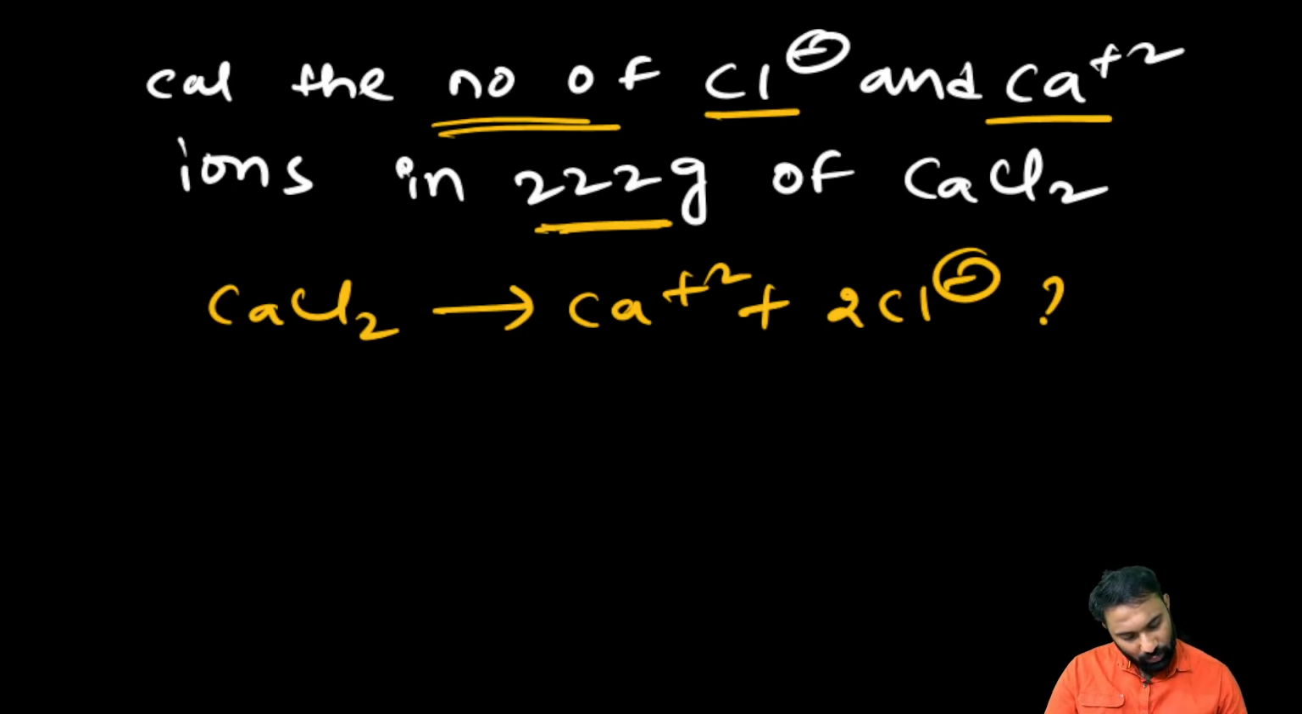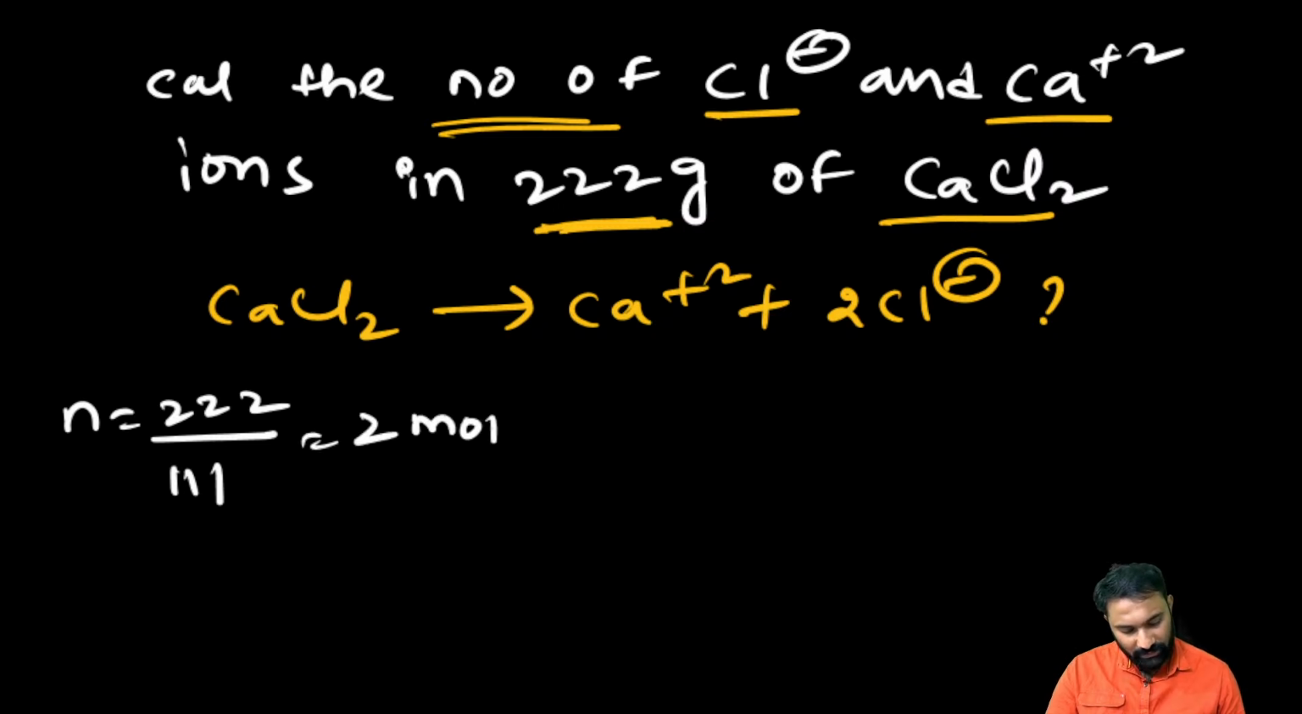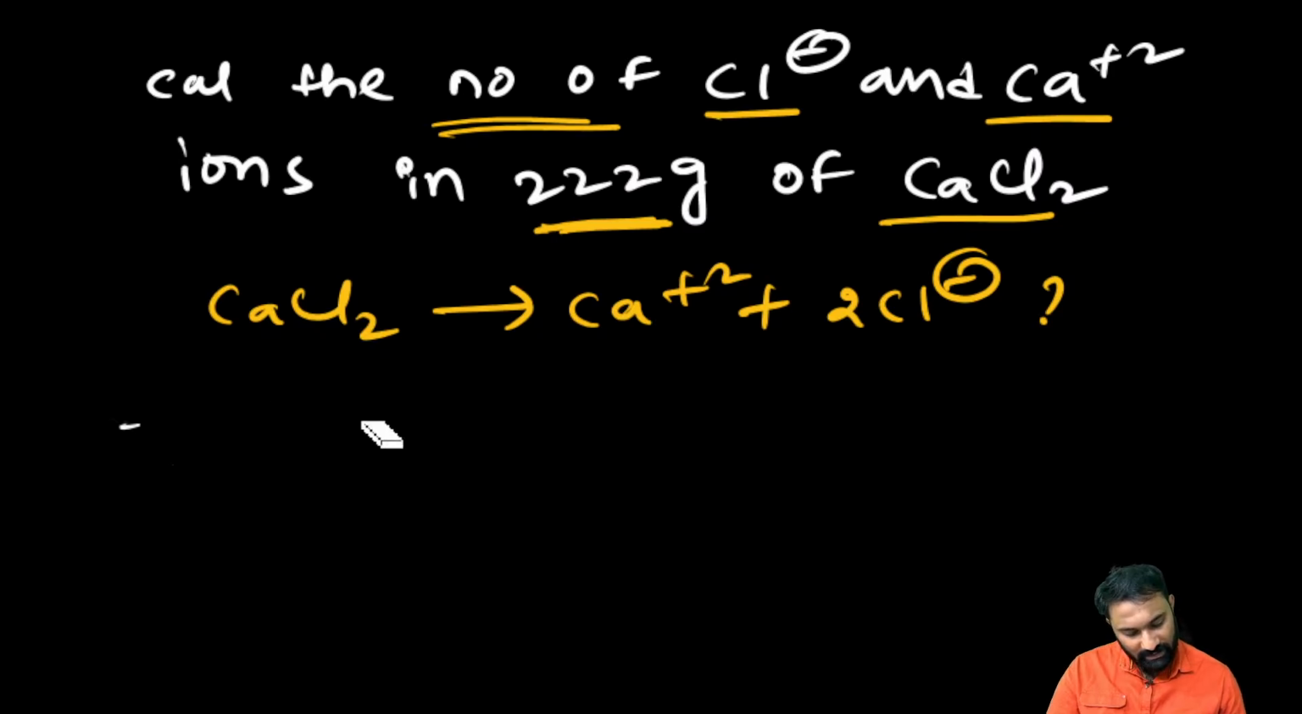See, here 222 gram of calcium chloride they have given, right? The number of moles will be 222 by 111. That will give you 2 moles. So indirectly, what is it saying, this 222 grams is nothing but 2 moles.